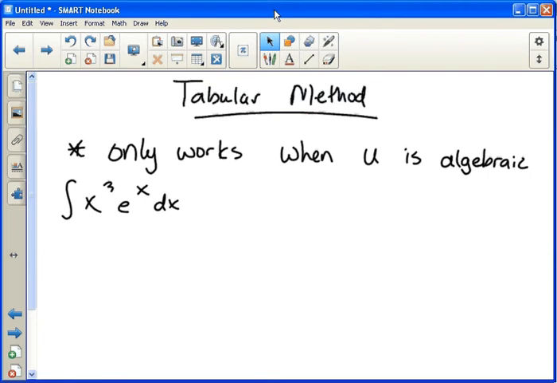This is the second part of the integration by parts lesson. Now, there are times where you actually have to do integration by parts more than once. So let me just show you with this equation really quickly how that might look.